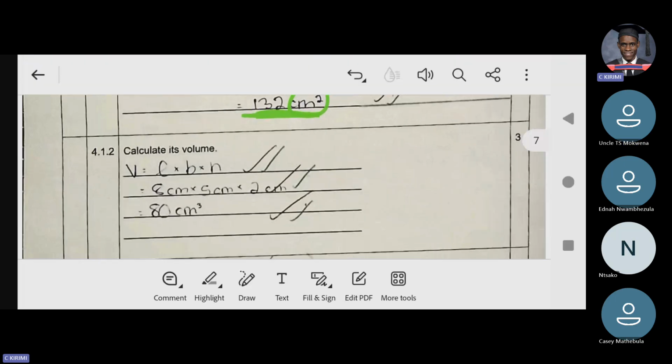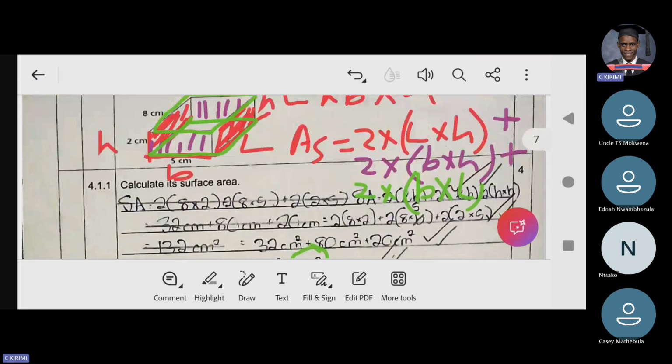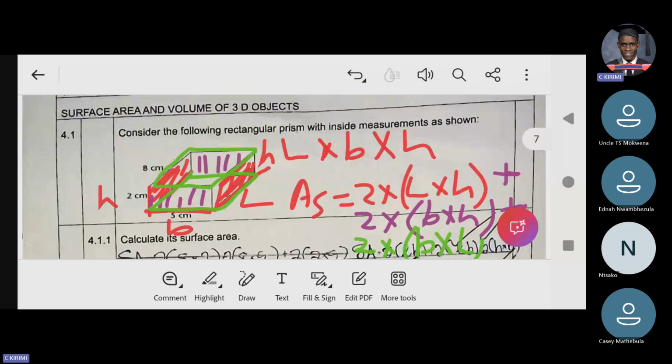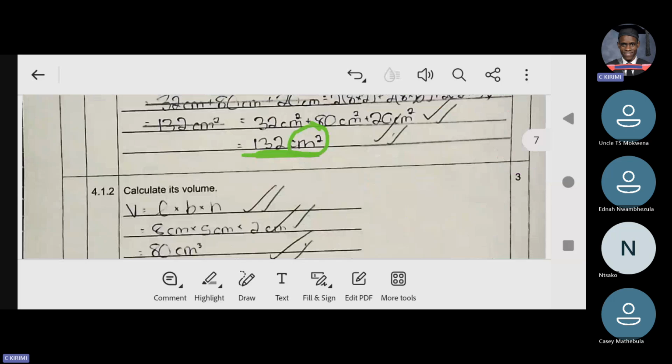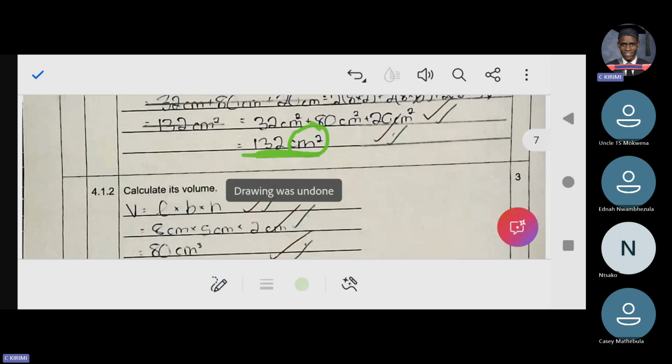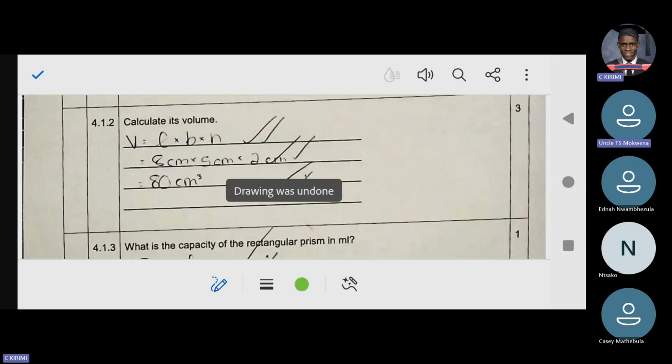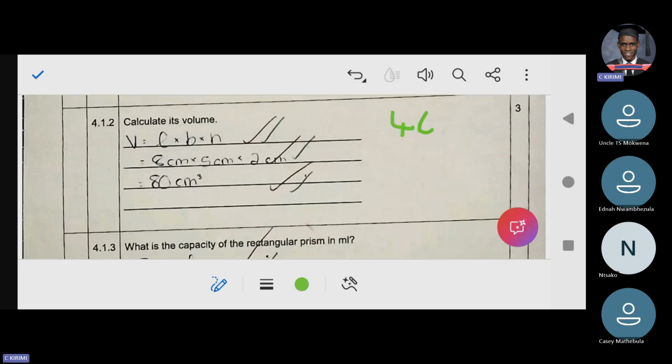Volume is the easiest, which means they're just saying length times breadth times height. The longest side was 8 centimeters. So it's going to be 8 centimeters times 5 centimeters times the height 2 centimeters. So first you multiply the numbers. You say 8 times 5 is 40. You get 40. What is 40 times 2?